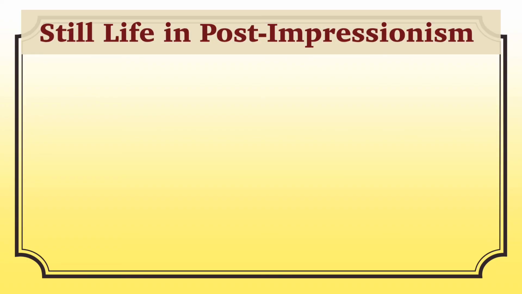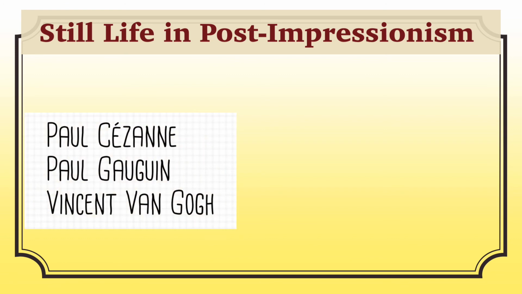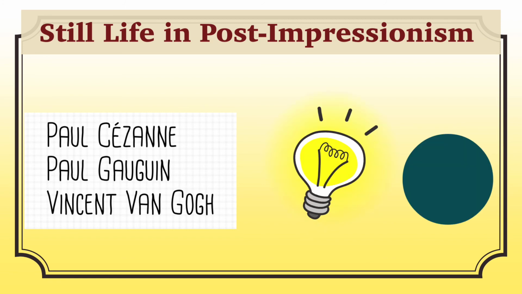Still life in the Post-Impressionism era became a radical art movement in the 1880s. It allowed many artists such as Paul Cézanne, Paul Gauguin, and Vincent van Gogh to reject ideas of Impressionism, such as the rendering of light and color. Because of still life, it created a model for modern art.